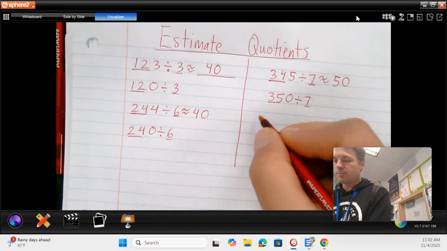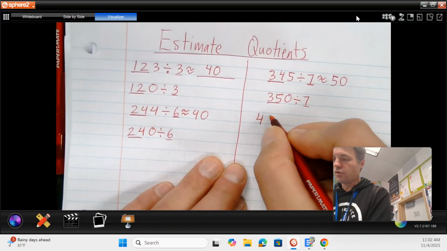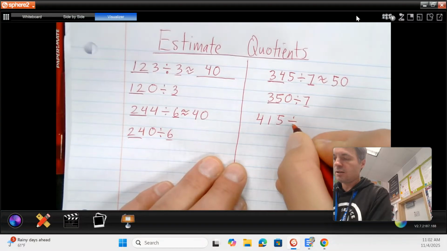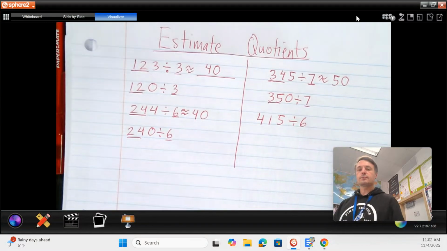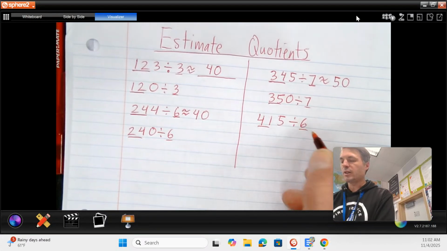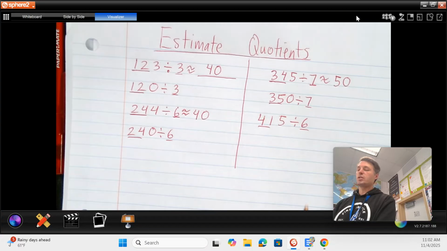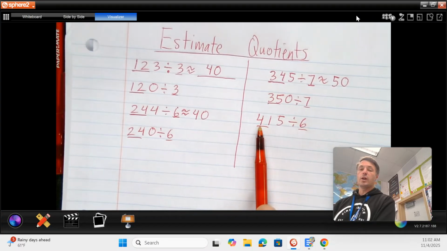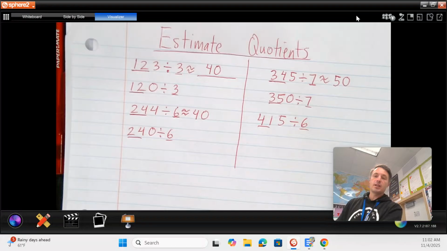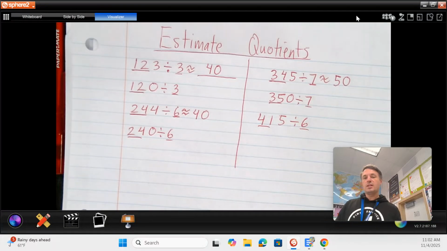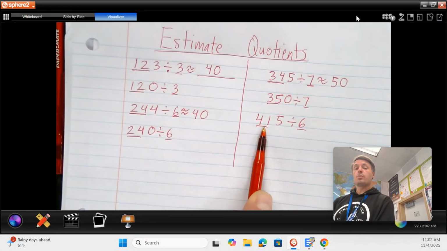Let's do another example. Let's say we have 415 divided by 6. Okay? So again, look at the 41 and look at the 6 and think, what's the closest multiple of 6 to 41? Well, think of your multiples of 6. 6 times 3 is 18, 6 times 4 is 24, 6 times 5 is 30, 6 times 6 is 36, 6 times 7 is 42. That's the closest number to 41.